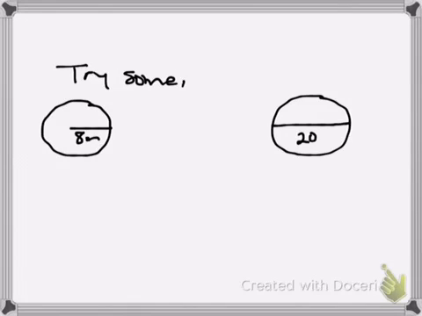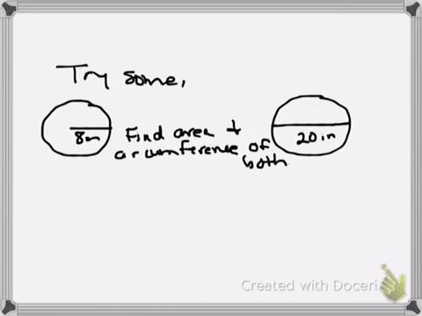So let's try some. What if I show you a circle on the left that gives you the radius and a circle on the right that gives you the diameter, but I want to know both the area and circumference of both circles? So you have to do 2 formulas for the left circle and 2 formulas for the right circle. I need you to know the formulas. The area is pi times r squared, the radius squared. Circumference is pi times diameter. So we need to try the first one.